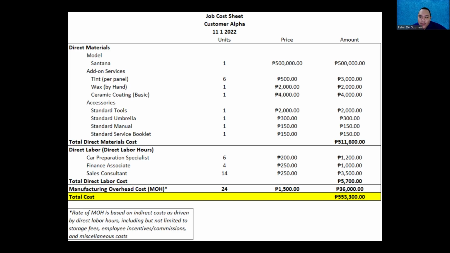Sales consultant for customer alpha took a total of 14 hours. So can you imagine, the number of hours the sales consultant put into this transaction is greater than the sum of both the car preparation specialist and the finance associate. Why is this the case? Because in accounting for the direct labor hours of a sales consultant, every involved activity has to be included.